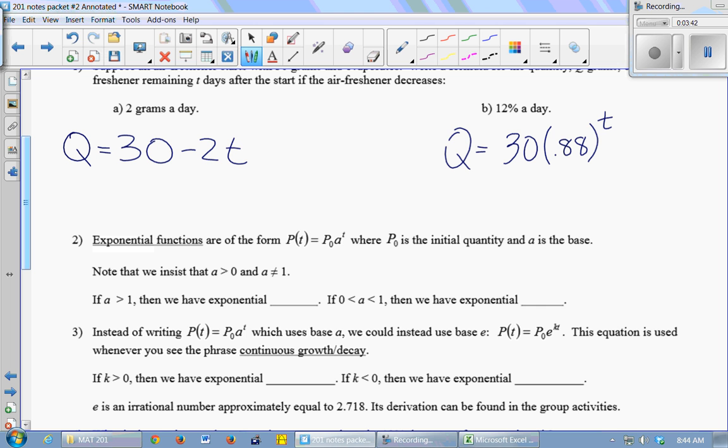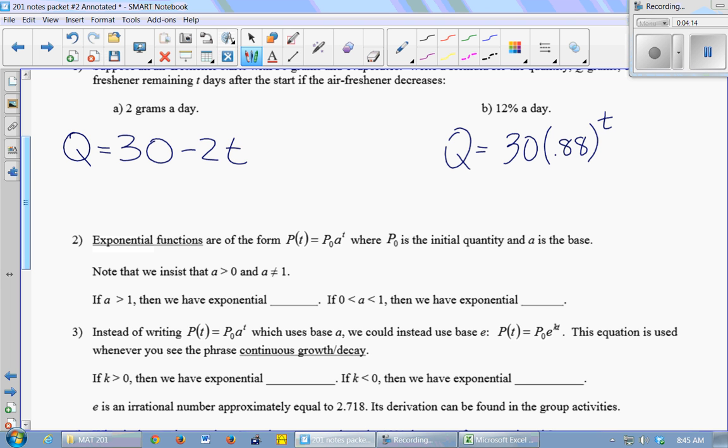So exponential functions have this form, P of t equals P naught times a to the t, or P sub 0. You can read that either way. When I say naught, it's N-A-U-G-H-T, like nothing, standing for 0, P naught. So P naught is the initial quantity. The starting amount in our example was 30, initial quantity. And A is called the base. We're going to insist that A be positive and A not be 1.